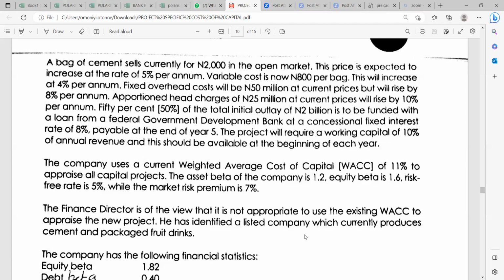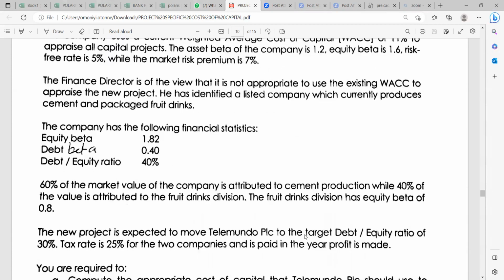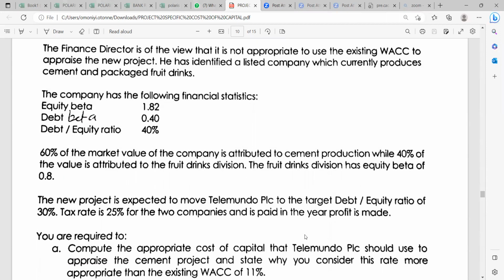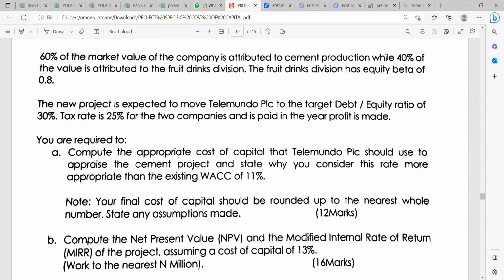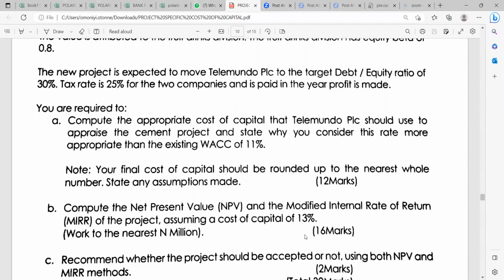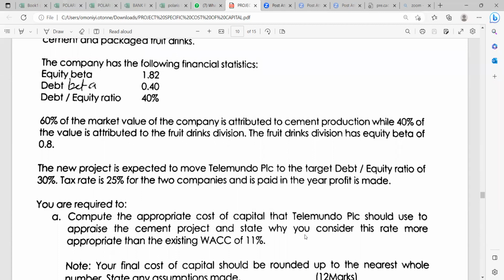Identified a listed company which currently produces cement and packaged fruit drinks. The company has the following financial statistics: equity beta 1.50, debt beta 0.4, debt equity ratio 40%. 60% of the market value of the company is attributed to cement production, while 40% of the value is attributed to the fruit drinks division. The fruit drinks division has equity beta of 0.8.